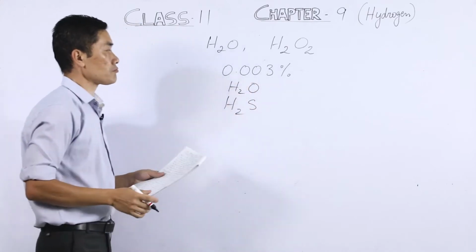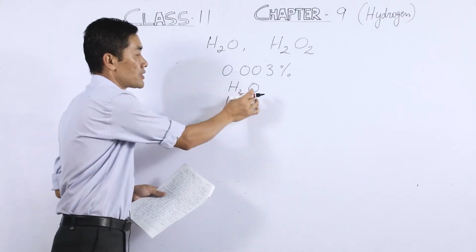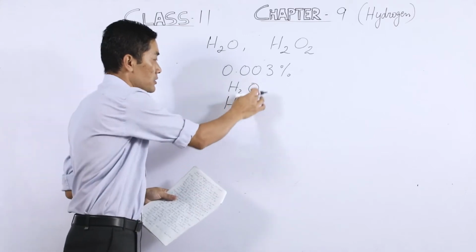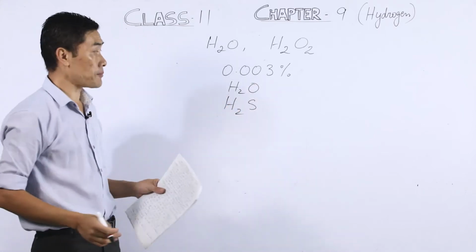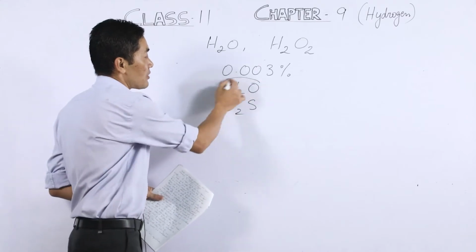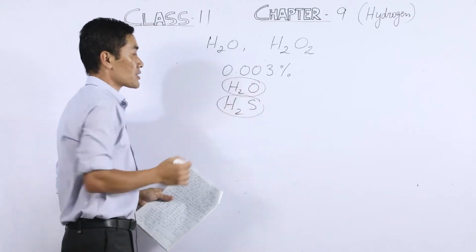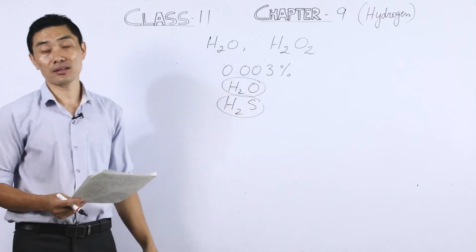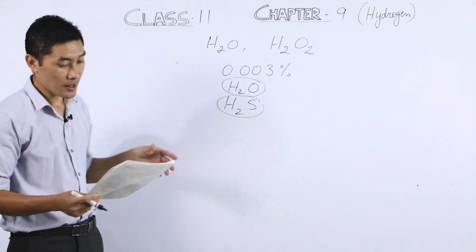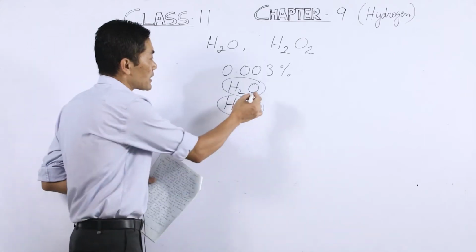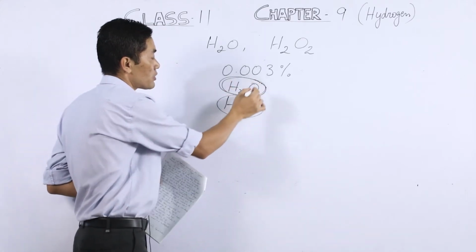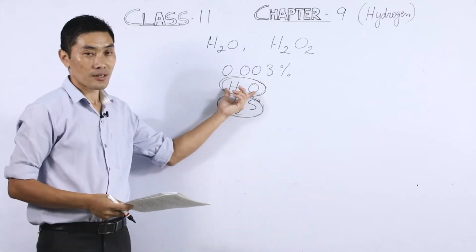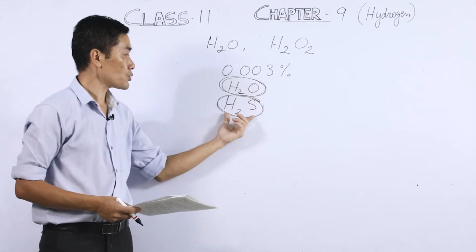Take H2S and H2O, water. These are hydrides of the same group of elements. Oxygen belongs to group 16. Sulfur also belongs to group 16. Now, if we see the hydrides of these two elements, since they belong to the same group, their hydrides should have similar properties. That is what we would expect. But we find that water has a much higher boiling point than H2S gas.